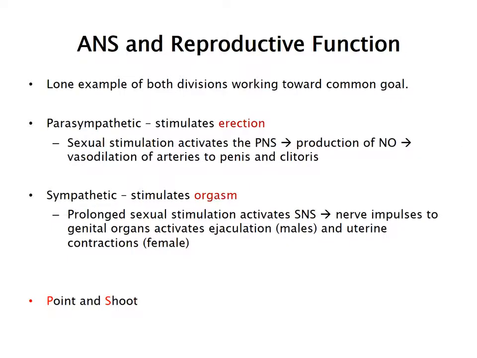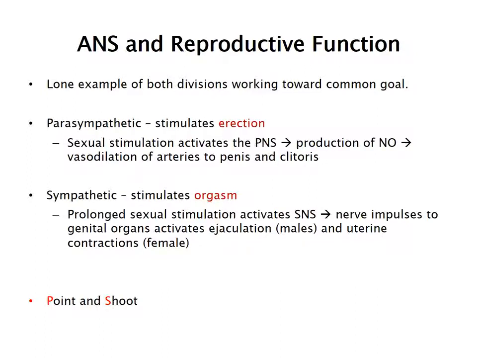Now let's look at an example of how the autonomic nervous system is integral to normal reproductive function. And this happens to be one example where both divisions of the autonomic nervous system are working in tandem with one another to accomplish a common goal. For the purposes of this example, just remember point and shoot. The P in point represents the parasympathetic innervation of the reproductive organs. Parasympathetics will stimulate an erection.